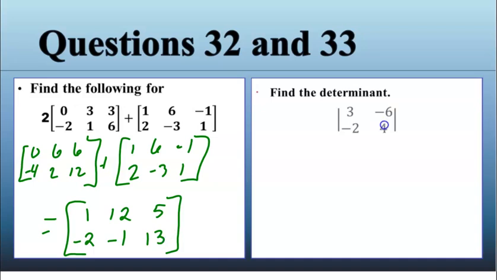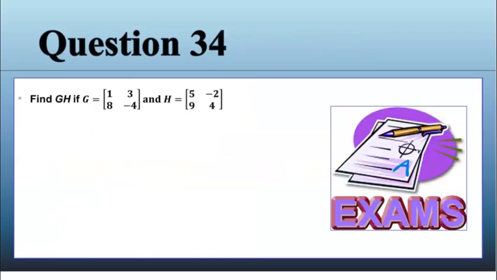Next, find the determinant. So I'm going to take these two. 3 times 4 is 12, minus, going the opposite direction, a positive 12 equals 0. And our final question, find G of H if G equals this matrix and H equals this matrix. So again, this is a 2 by 2 and this is a 2 by 2. Since these middle two are the same, our answer is going to be a 2 by 2.